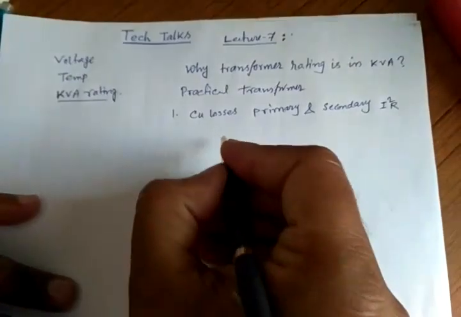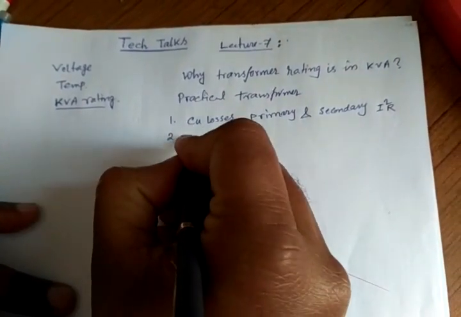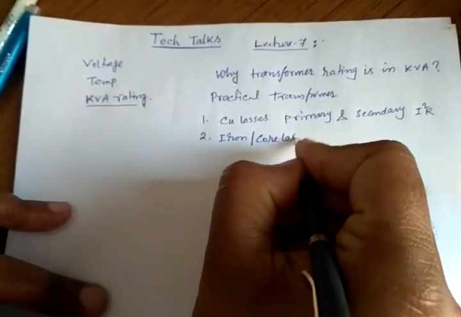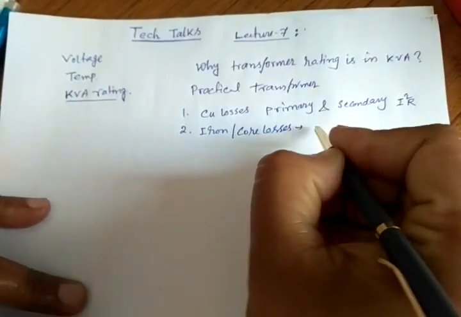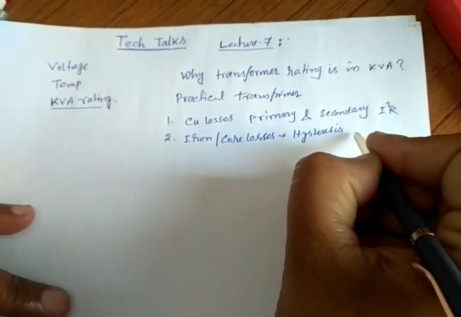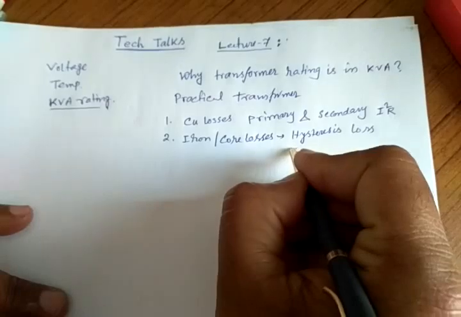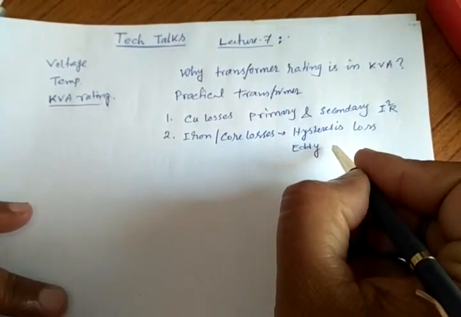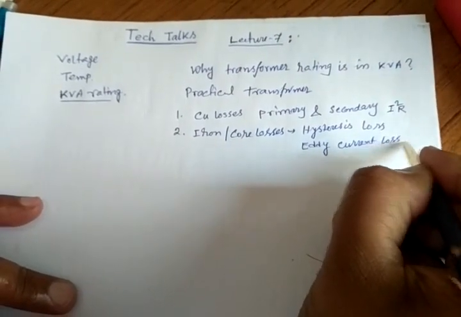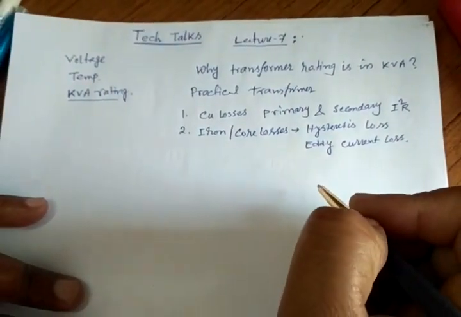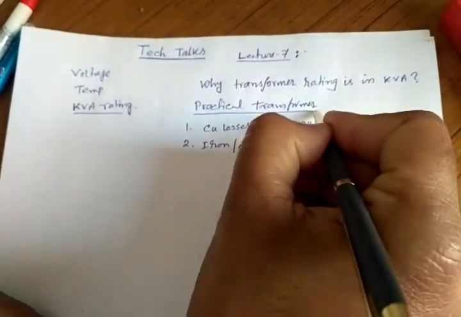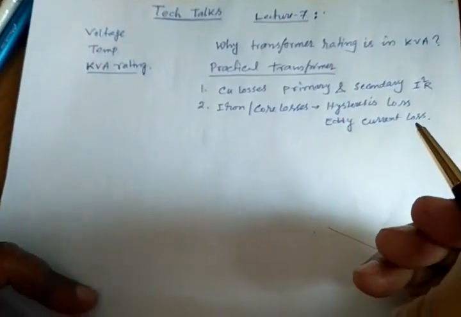And similarly, iron or core losses are there. Iron or core losses occur in the iron core, namely hysteresis loss and eddy current loss, already discussed in the last video. So these losses and leakage reactance make a practical transformer different from an ideal transformer.